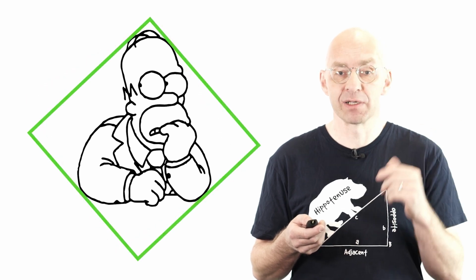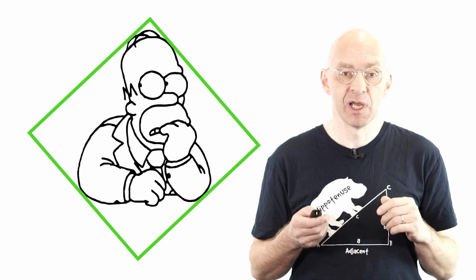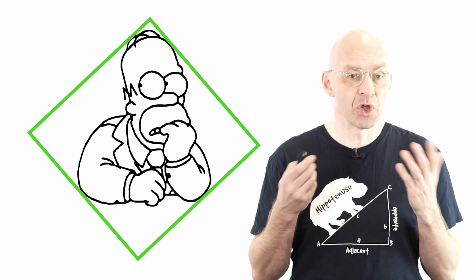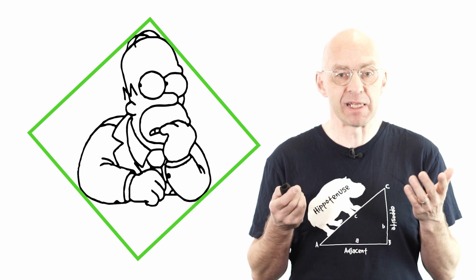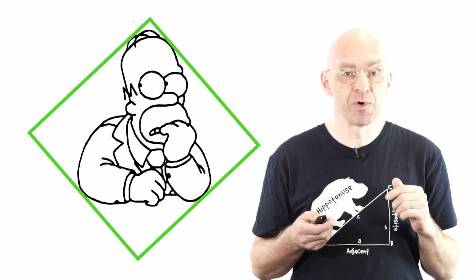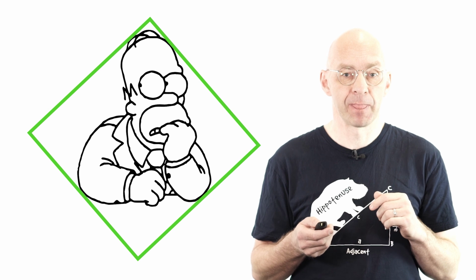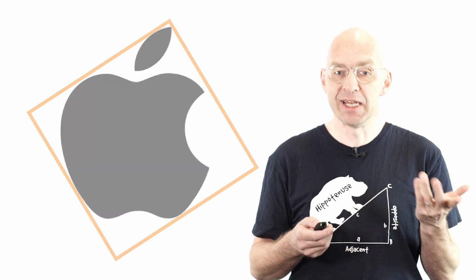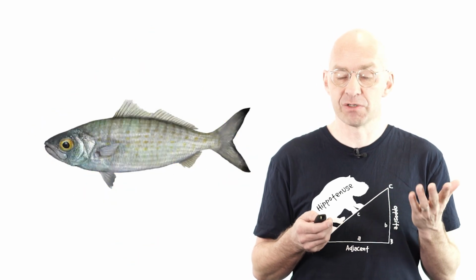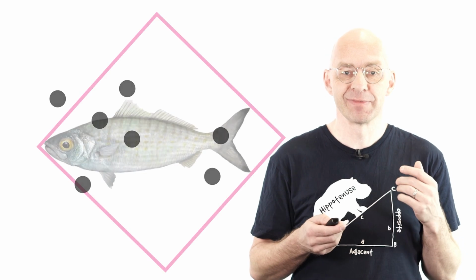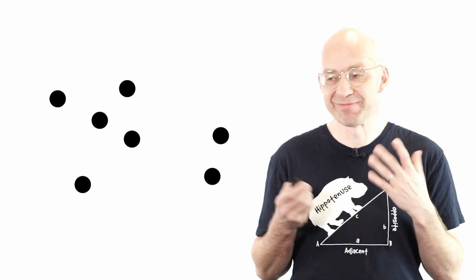And that was not luck. It turns out that any picture will have a hugging square. Not obvious at all, but it's true. We'll give the idea of a proof in a minute, but first, here are a couple more examples to illustrate. Apple, and here is its square. Linux penguin, and here's its square. Fish, square. Just a few random points, square.